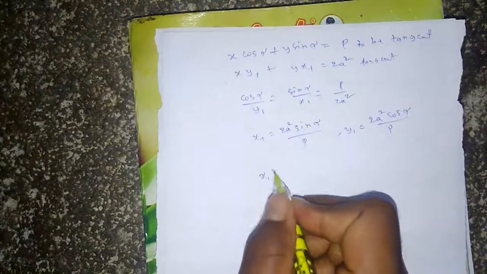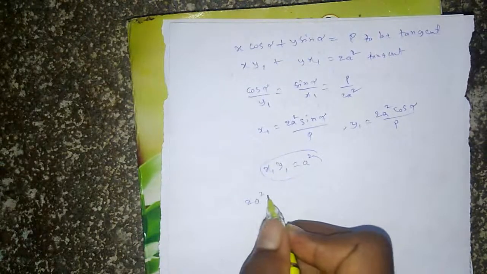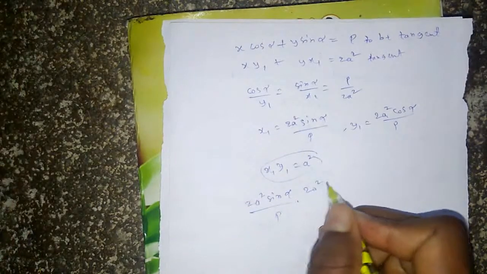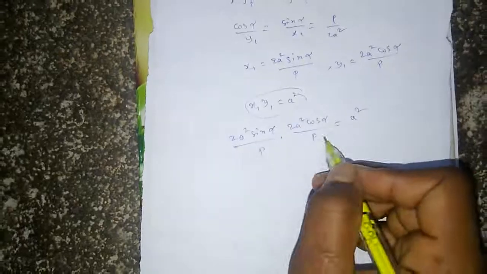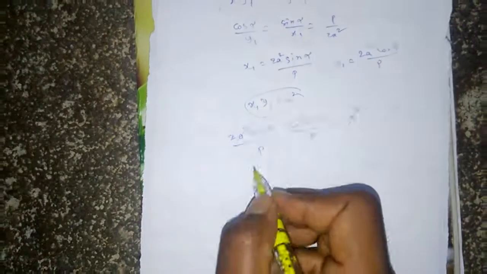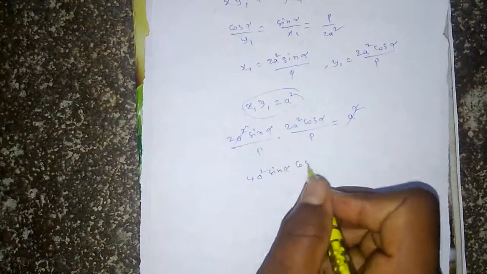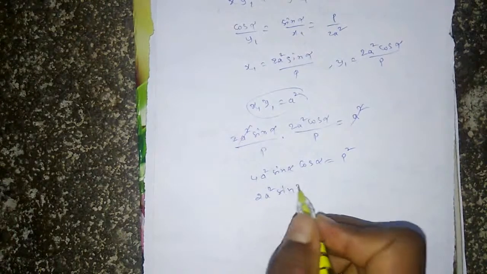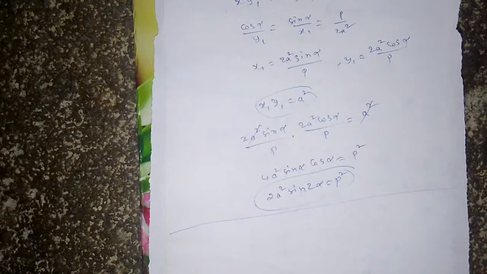Now substitute into x1 y1 is equal to a square, which we know. Substitute the x1 value 2a square sin alpha by p and y1 value 2a square cos alpha by p, equal to a square. Here one a square gets cancelled, so 4a square sin alpha cos alpha is equal to p square, that is 2a square sin 2 alpha is equal to p square, which is the condition for the given line to be a tangent to the given curve.